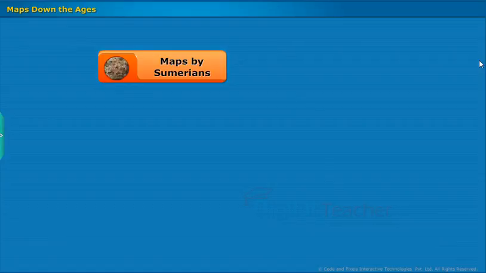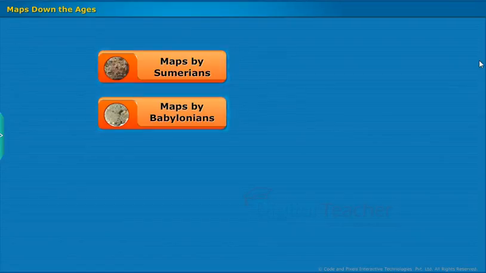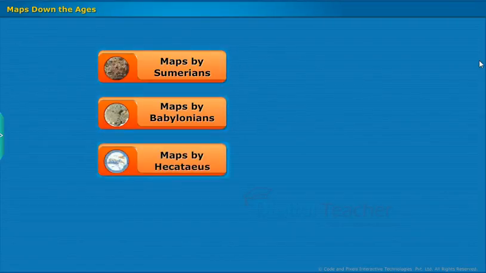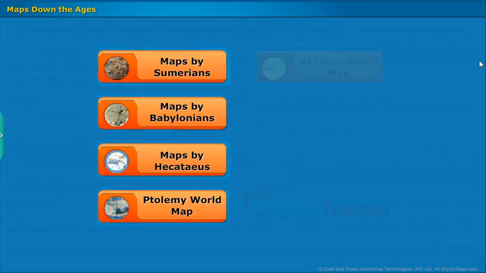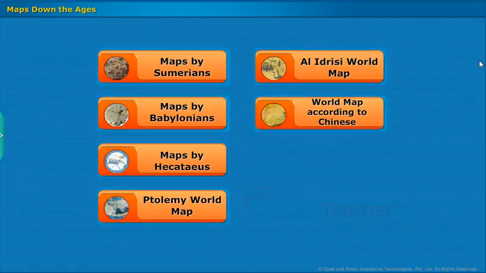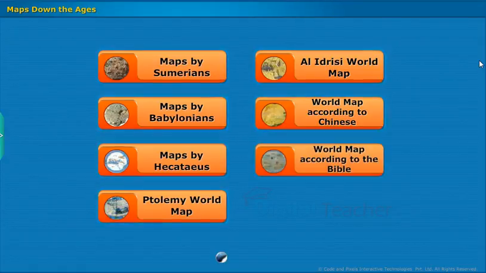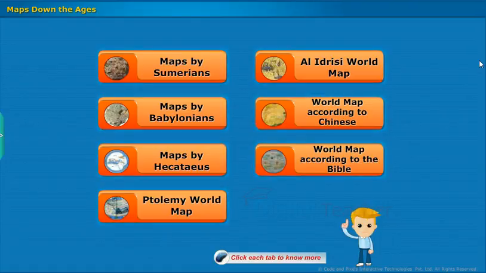Let us look at the evolution of maps. Maps by Sumerians. Maps by Babylonians. Maps by Hecataeus. Ptolemy World Map. Al-Idrisi World Map. World Map according to Chinese. World Map according to the Bible. Click each tab to know more.